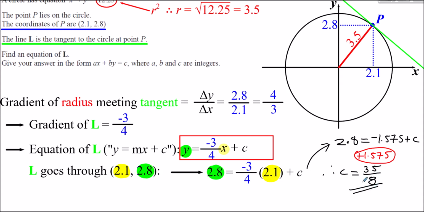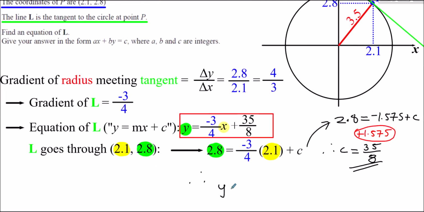So therefore, the equation of L, now I know what c is: y equals minus 3/4 of an x plus c, which is plus 35/8. Like so. So I can say now, therefore, y equals minus 3/4 of an x plus 35/8. We can now come to this thing here. We want it in the form ax plus by equals just some number on its own, where a, b and c are integers. An integer is a number which is allowed to be negative but can't be a fraction.